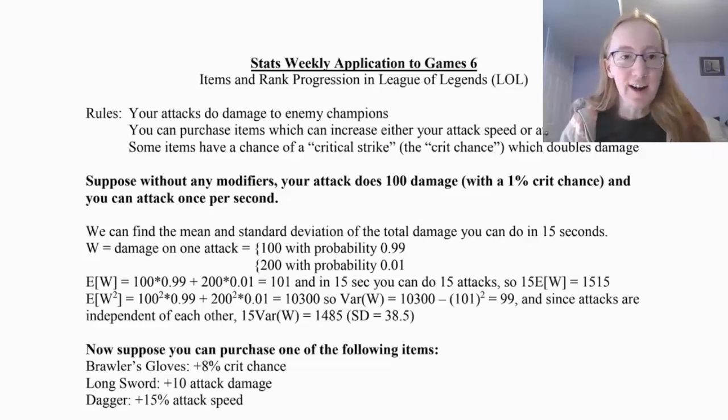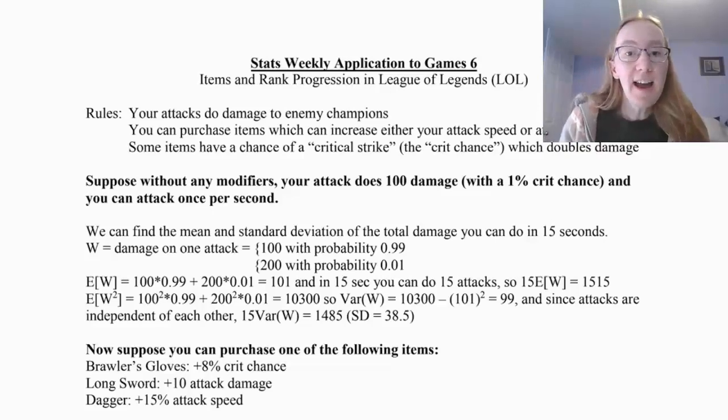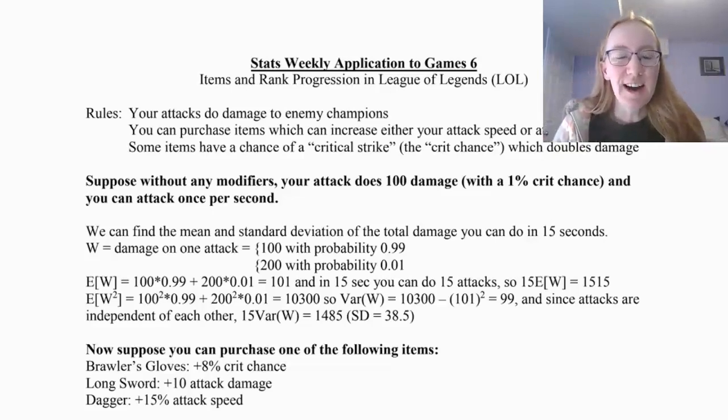And just to start off a basic situation, imagine without any modifiers, your attack does 100 damage and it has a 1% crit chance. And you can attack once per second. So pretty basic set of assumptions. What we can do is define a pretty simple looking random variable to measure the total damage you can do in 15 seconds, and see if we can find the mean and variance of that total.